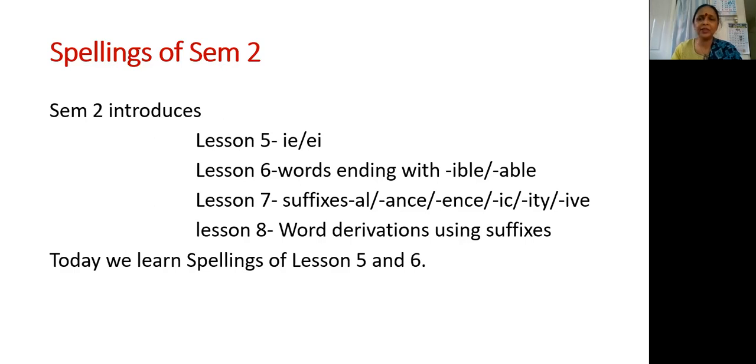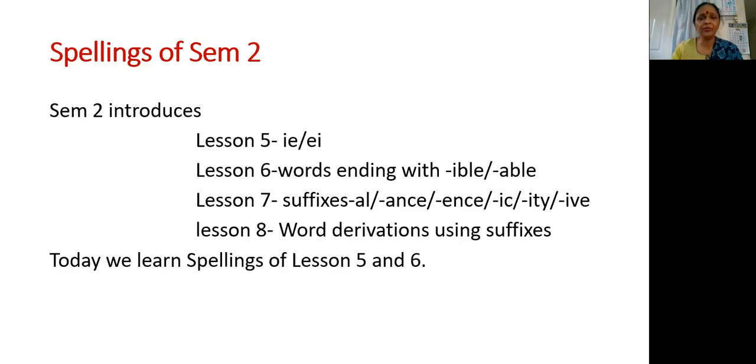Lesson number 7, we look at suffixes like al, ance, ence, ic, ity, ive. Lesson 8, we look at word derivations using suffixes. Now, in today's class, we will be learning spellings of lesson 5 and 6. That is, how and when to use IE or EI. And lesson number 6, words ending with the suffixes IBLE and ABLE.